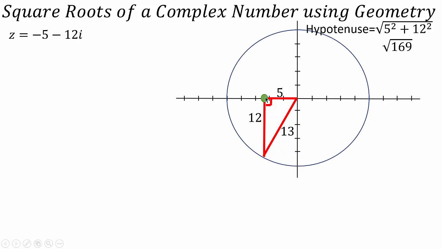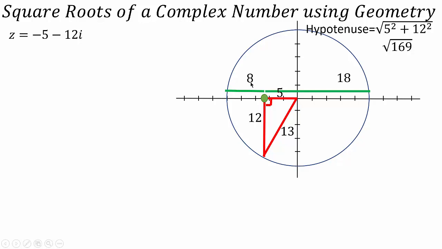Then we can see that the distance from the vertex with the right angle to the leftmost portion is 8, because this is distance 13, and since this is the radius of the circle, the distance from here to here is also 13, so 13 minus 5 will give 8. And the distance from this point to the rightmost part of the circle will be 13 plus 5, which will be 18. So these two values will give the square root of the number.